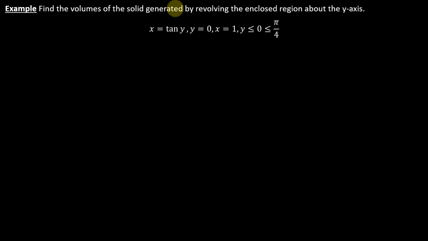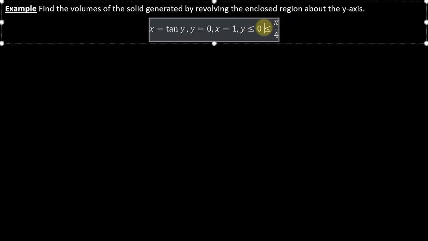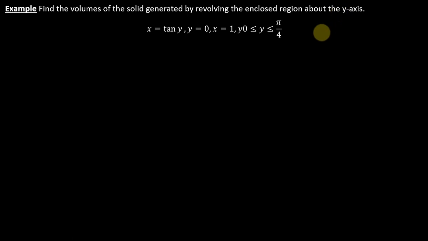Okay, so now I've got x equals tan y, x equals 0, x equals 1, and y is between 0 and pi over 4. Okay, so what I want to encourage you to do is, this is a challenging graph maybe to think through. Maybe it's not to you. But I do want you to pause the video and try to actually draw this whole thing totally on your own. You really have enough information to sketch this out.